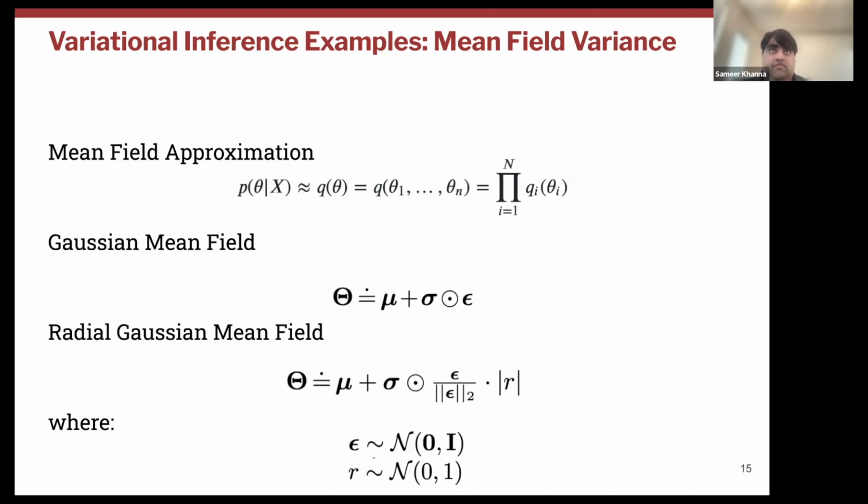For Gaussian mean field variational inference, the network parameters are reparameterized as shown here. Radial Gaussian mean field variational inference has the same variational objective, prior, and variational distribution as standard Gaussian mean field variational inference, but uses an alternative gradient estimator to obtain an improved signal to noise ratio in the gradient estimates. The network parameters are reparameterized as shown here.